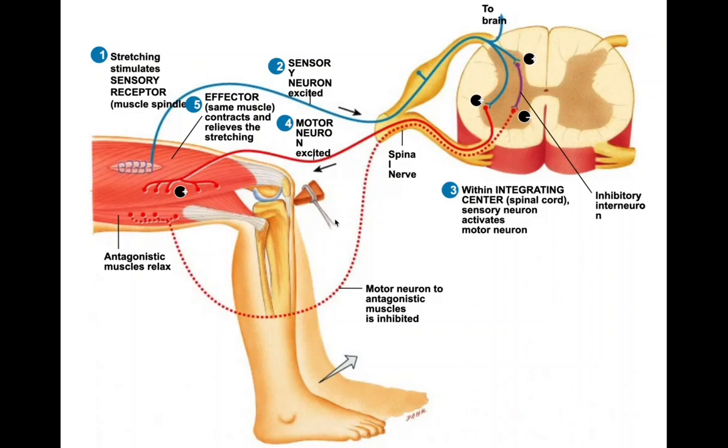So here you can see this with this reflex, with the reflex hammer coming in. You're going to have it stretch the sensory receptor, the sensory neurons excited. You have the interneuron here. It's going to send it out to the motor neuron, and the muscle is going to contract and relieve the stretching.